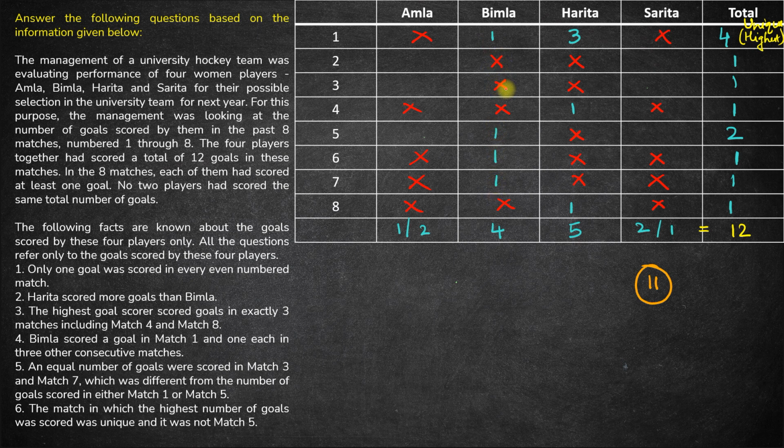So Bimla will not score in match 2 and 3. So in match 2 and 3, the 1 goal that has to be scored in each of these matches will be scored by either Amla or Sarita. So we are not sure who is going to score in which match. But we know for sure that Amla and Sarita will together score a total of 3 goals. Total they will score 3 goals, right? 1, 2 or 2, 1, but total 3 goals. These 3 goals will be scored by them in match 2, 3 and 5 in any particular order. Okay? So, since we cannot figure out for A and S, let's leave the table thus far. Let's look at the questions.